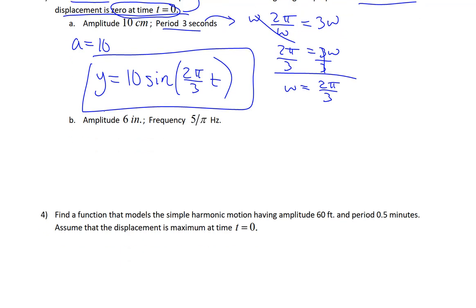The next one says the amplitude is 6 inches. The frequency is 5 over pi hertz. Hz is a hertz. This is just a metric used in physics and engineering.